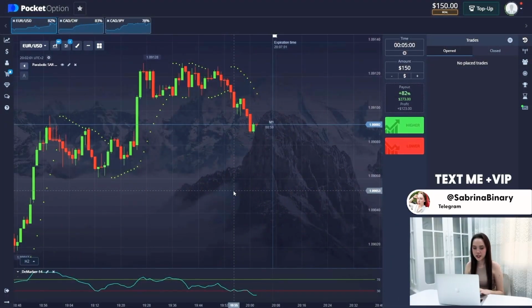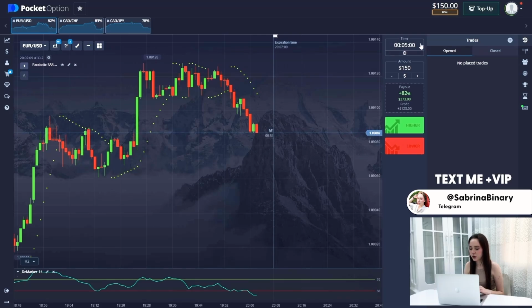And I think now we can start our trading sessions. Well trader, here we are at the broker's website. Above you can see the currency pair that I have chosen for today's trade. And the starting balance for today is $150, and the first trade will be 5 minutes and I'll open a full trade.